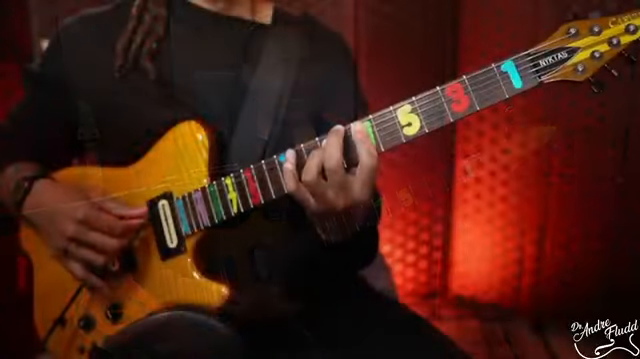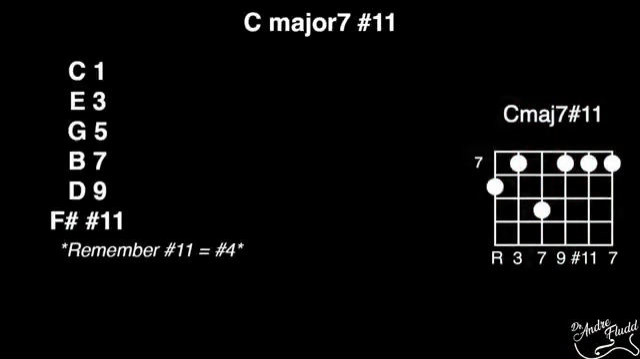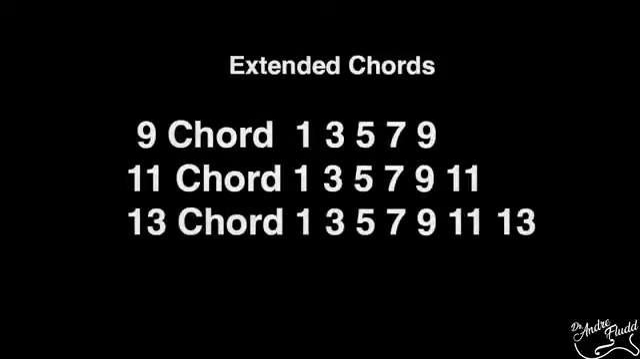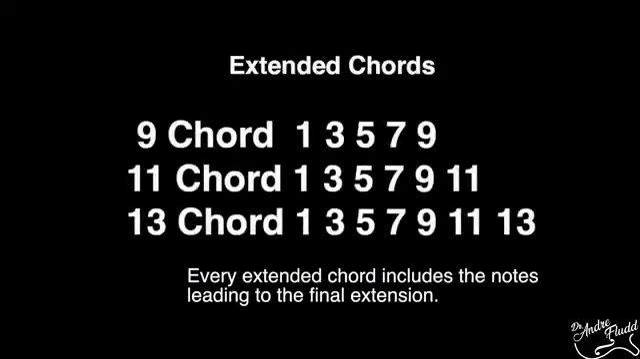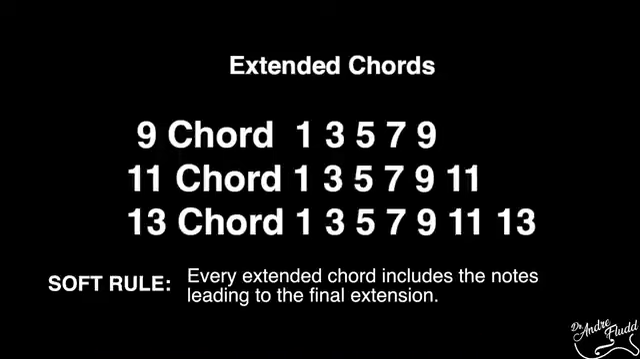So we're going to use the extended chord major 7 sharp 11 to illustrate several soft rules. You'll notice that this chord includes our original major 7 chord, our sharp 11 extension, and the 9th extension. That's because, technically speaking, every extended chord includes all the intervals leading up to the final extension that names the chord itself. Soft rule. So a 9 chord includes the triad, the 7th, and the 9th. An 11th chord includes the triad, the 7th, the 9th, and the 11th. And a 13 chord includes the triad, 7th, 9th, 11th, and 13.